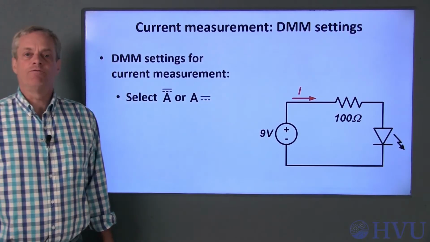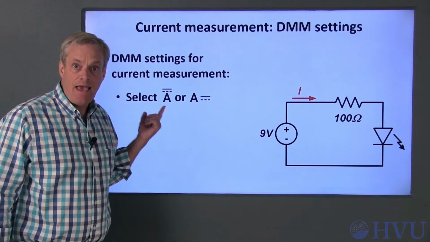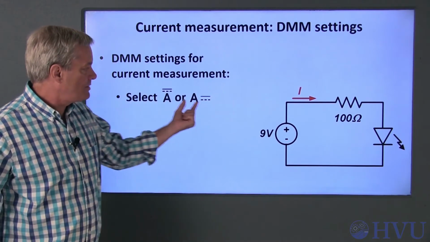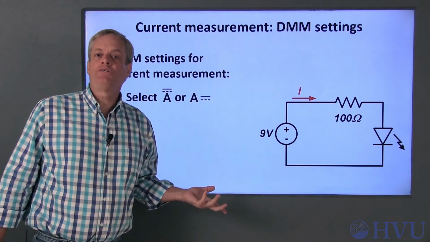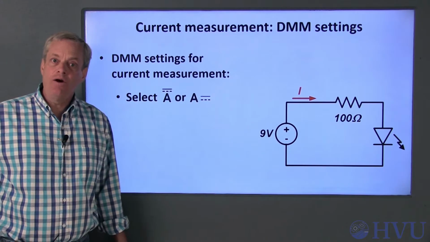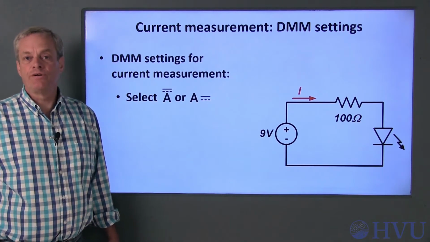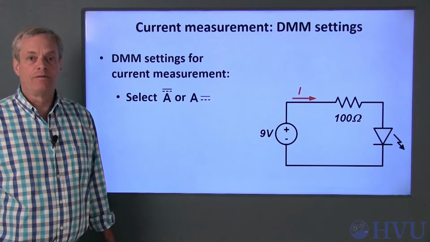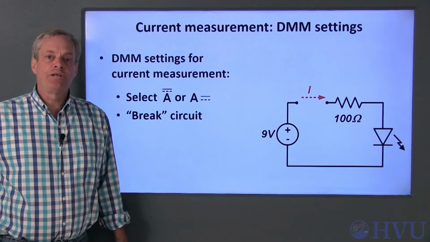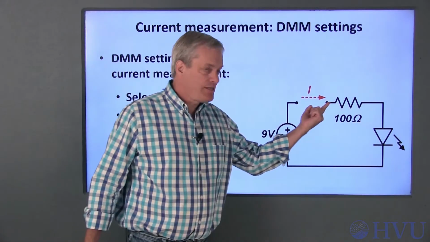The current measurement function is indicated by an A, usually with a bar either above it or next to it. There are also usually settings with an mA or a μA for measuring current in milliamps or microamps. An important point about measuring current is that you have to break into the circuit.